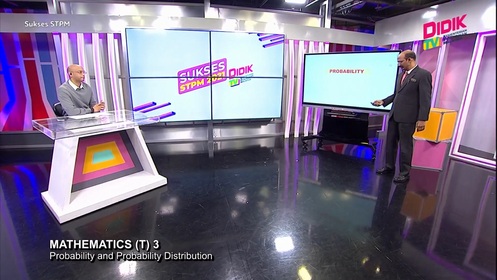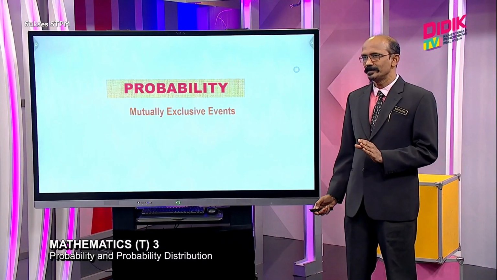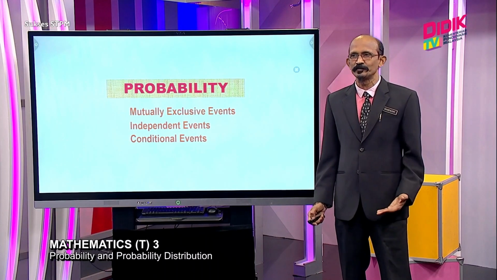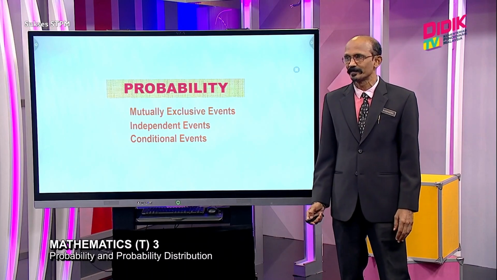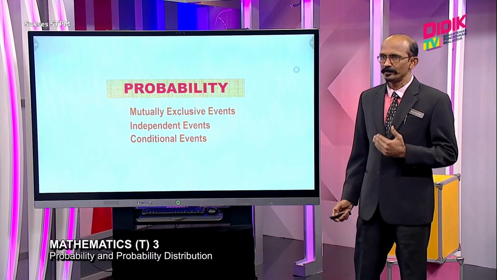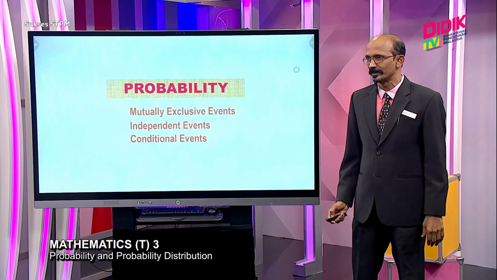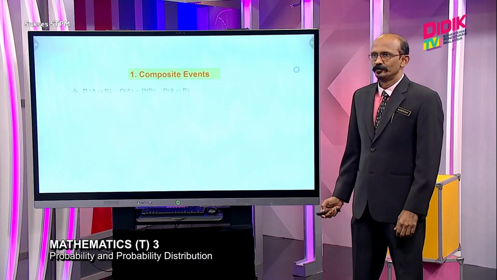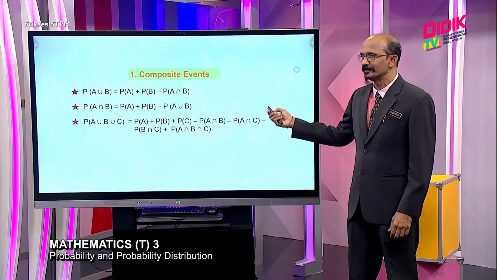Let us see here. For this chapter, they must know well how to explain three main terminologies: one is mutually exclusive events, another one is independent events, another one is conditional event. I will go through one by one all the events in this chapter and all the related formulas. First one is composite events. Here we got three main formulas, as you can see, Sean, very clearly written there.